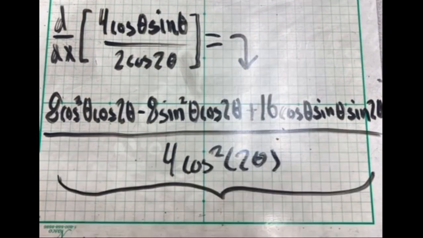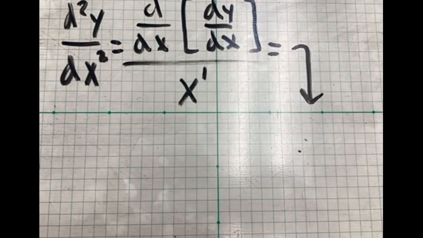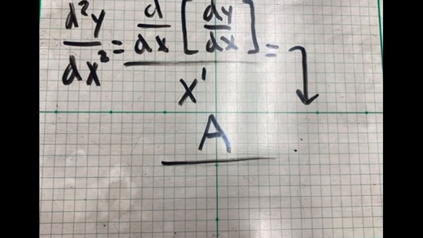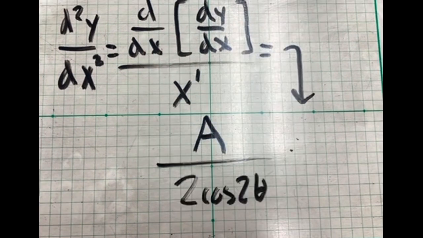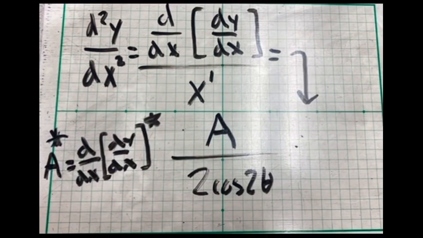And for my sake, let's call this A. And now, to complete the second derivative, we need A over 2 cosine 2 theta, our x prime. And the second derivative is complete.